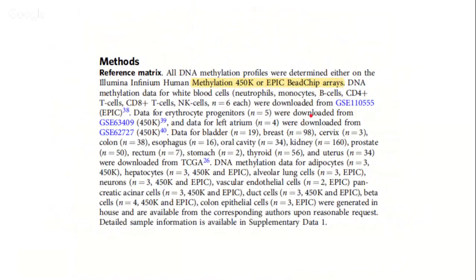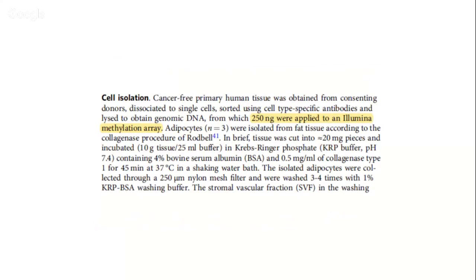So as I say, in the methods, all this was done with methylation arrays. Either the 450K, they took some data from previous studies, or the EPIC array, which is slightly bigger, 850K, 850,000 CpGs. How much material do you need for each of those?